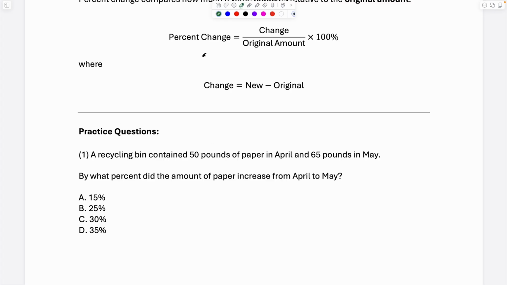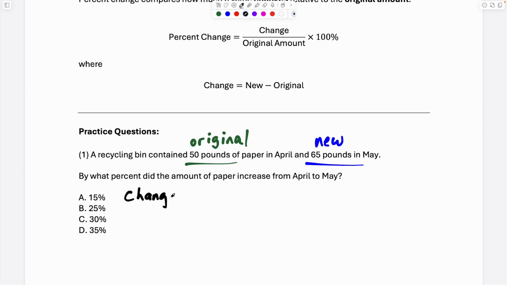So for this question here, let's use the formulas above. And first we'll calculate the change. So in the question, the 50 pounds of paper in April represents the original amount. So we have the original amount, and then we have the new amount here, the 65 pounds in May. So this is the new amount. And this stands out as the new amount because May is later in the year than April. And now what we're going to find first is the change. The change, we'll just make this neater.